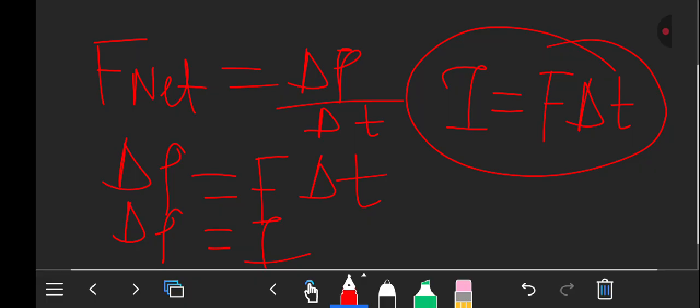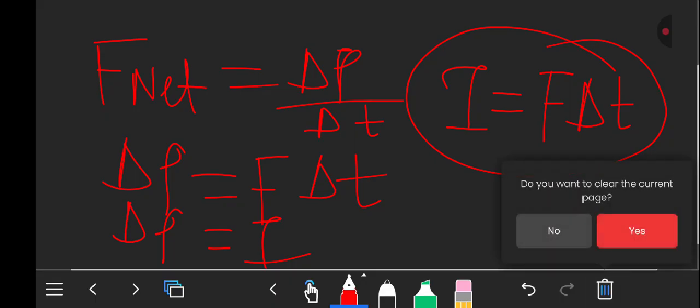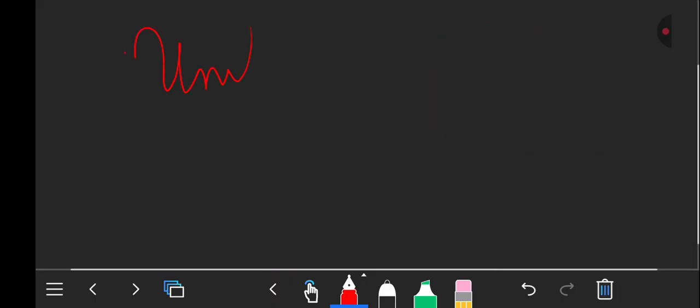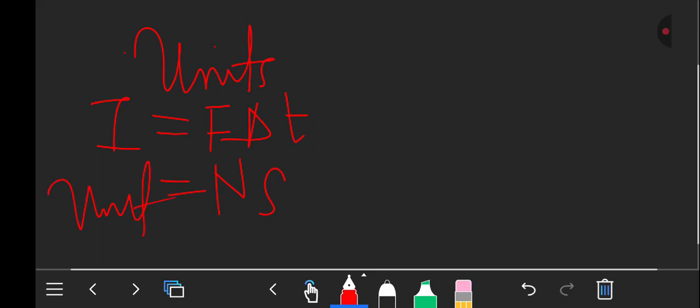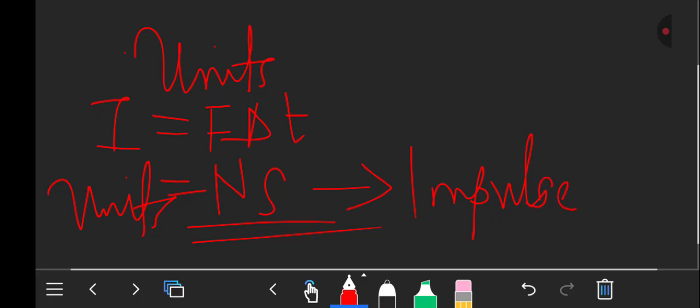So what are the units for impulse? Now let's look at the units. Since impulse is equal to force multiplied by change in time, the units for force are simply newtons, for time seconds. So these are the units for impulse. That is how you can calculate impulse, just the force multiplied by the change in time.